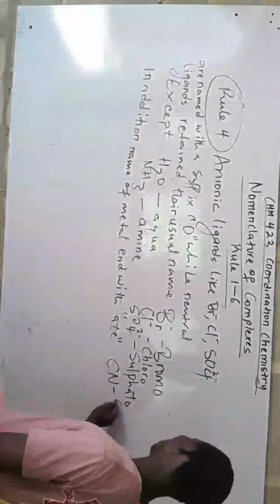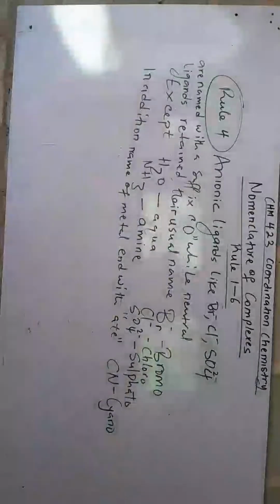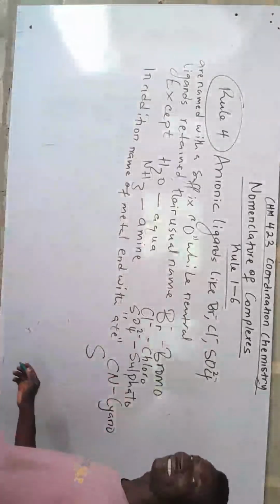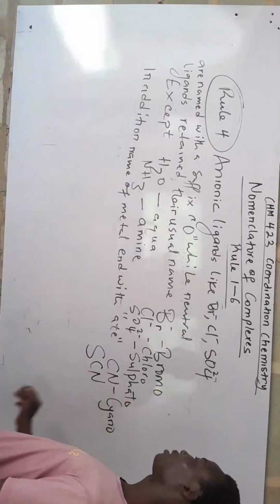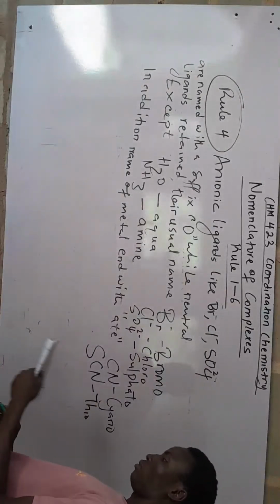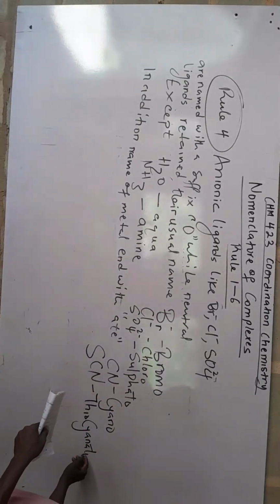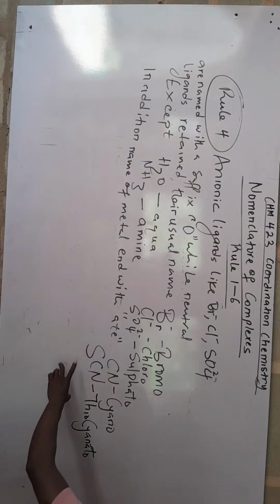CN will end with what we call the cycle, as you can see, continuously. So that is it. Now, not only that, we also have the one of SCN. S, you know that S is sulfur. So CN, which is the cyano, this is thiocyano. Can you see that? So this is thiocyano.